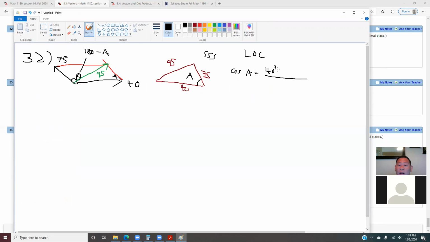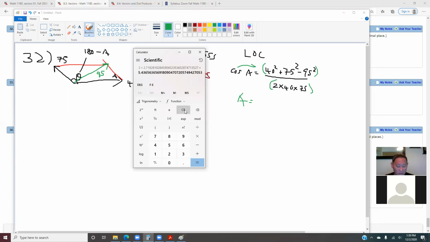So that means you take 40 squared plus 75 squared minus 95 squared, over 2 times 40 times 75. I told you last week that you need to give them parentheses here, and then you have to divide, and after that you take the arc cosine of it and you get A. I showed you guys how to do this last week. So parentheses 40 squared plus 75 squared minus 95 squared, and then divided by parentheses 2 times 40 times 75. And then you do the arc cosine of this.